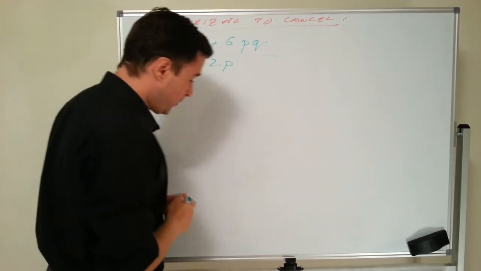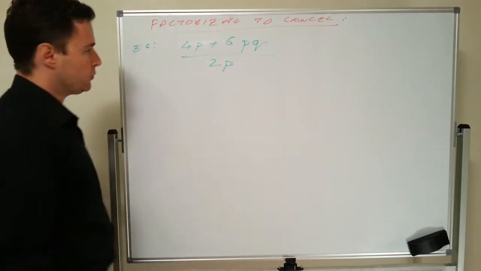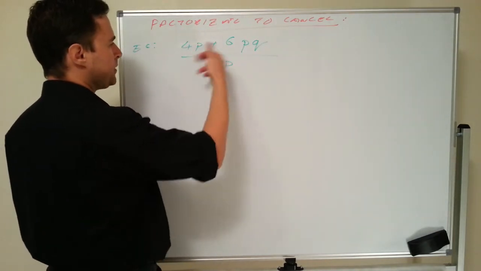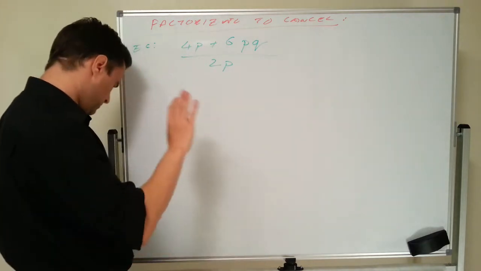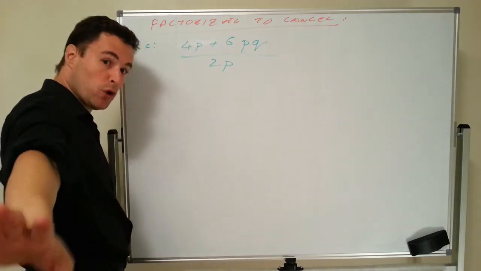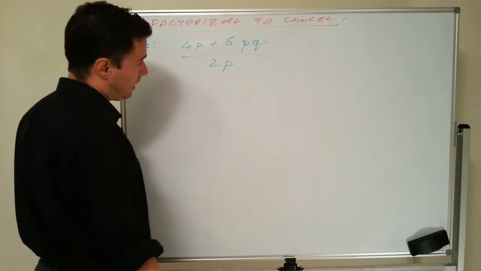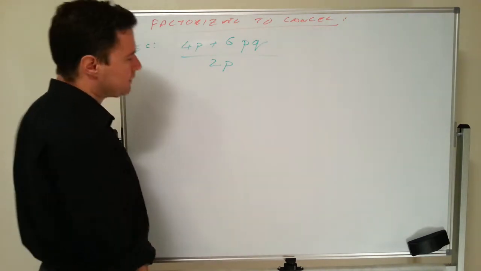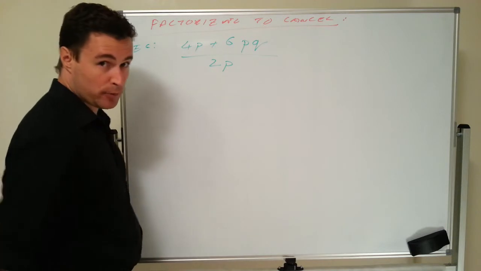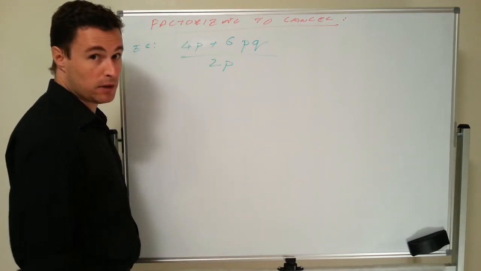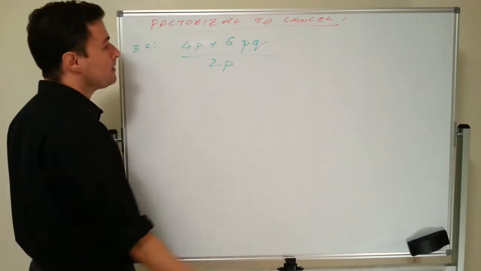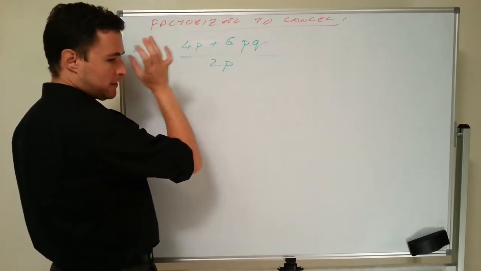Now, it is very tempting, and I've seen people do this. They go, oh, 2 into 4 goes twice, p into p goes 1, I'm left with 2 plus 6pq. No. You must remember that I can only cancel if I have one term on top and one term at the bottom. Right now, I've got two terms on top. This is quite important. I can only cancel if there's one term on top.